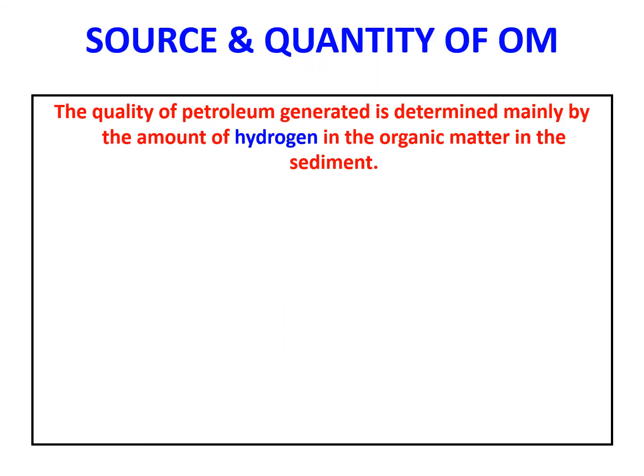So in summary, please bear in mind that the quantity of petroleum generated is determined mainly by the amount of organic matter richness, in other words, the amount of organic carbon content preserved in the organic matter, while the quality of the source rock is mainly determined by the quantity of hydrogen preservation.